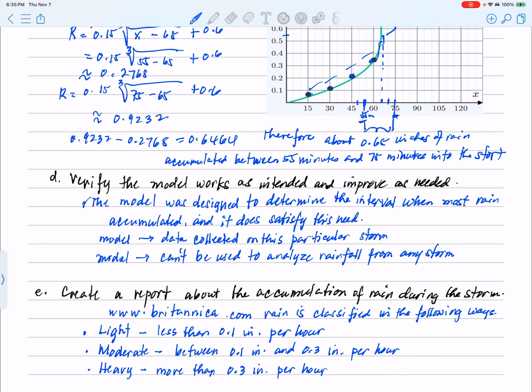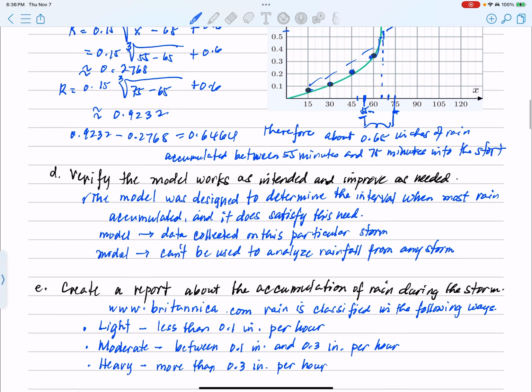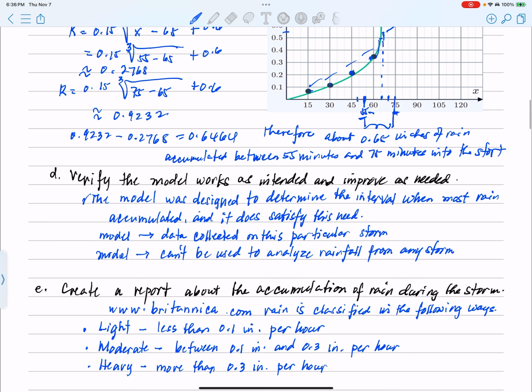So this model is also limited to the data collection process used. The data was collected during 15-minute intervals, which means there is a lack of specific data on how the rain accumulated during the most intense part of the storm. So the shape of the model may not be completely accurate between 60 and 75 minutes of the storm.